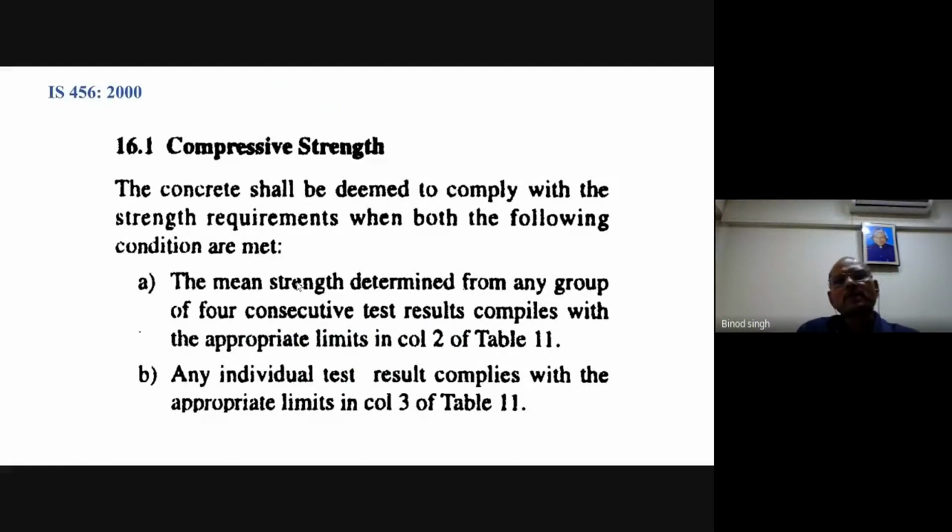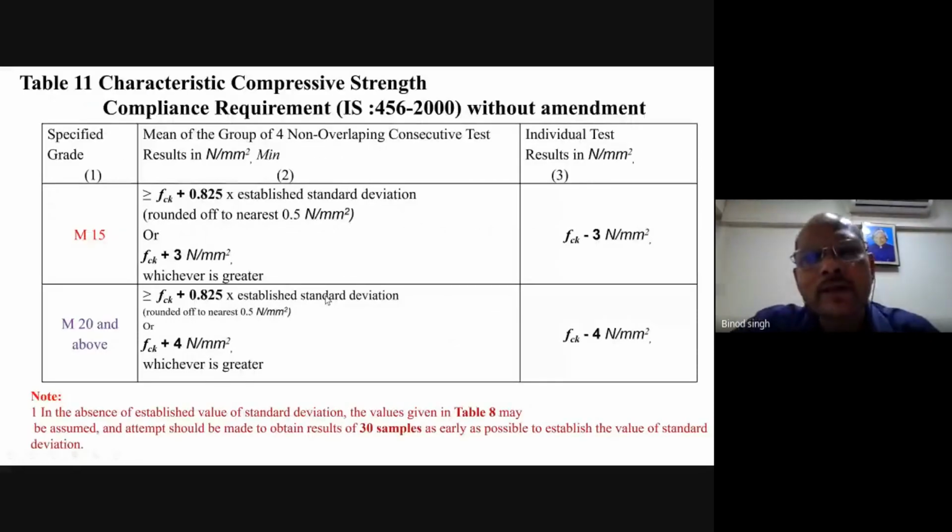So if you go through IS 456-2000, what is the criteria of compressive strength? That has been given in Table 11. The mean strength determined from any group of 4 consecutive test results complies with the appropriate limits in column 2 of Table 11. Any individual test result complies with the appropriate limits in column 3 of Table 11. This is without amendment, so this table is no more valid now. There is an amendment in 2013, so I will discuss that directly because this is outdated.